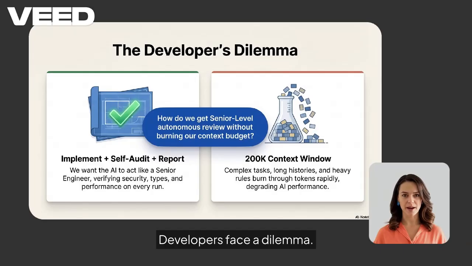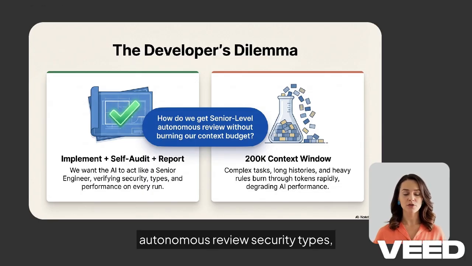Developers face a dilemma. We want AI to implement, self-audit, and report like a senior engineer. But complex checks quickly exhaust a 200K context window. Our challenge is to achieve deep autonomous review, security, types, performance, without burning tokens and degrading model quality.